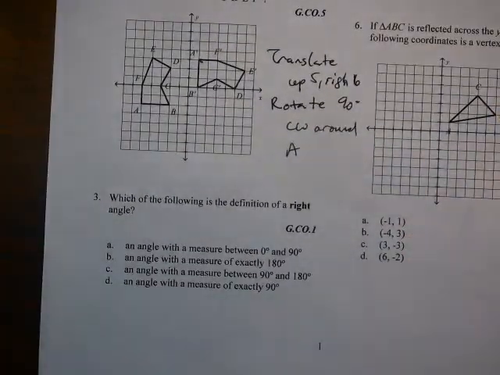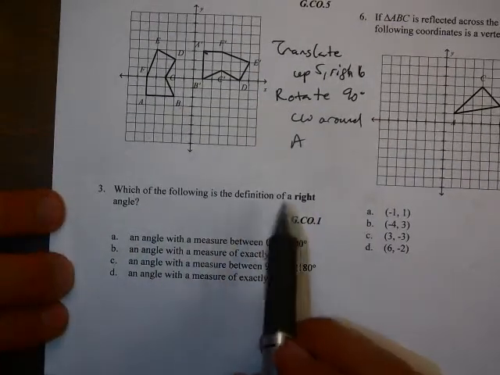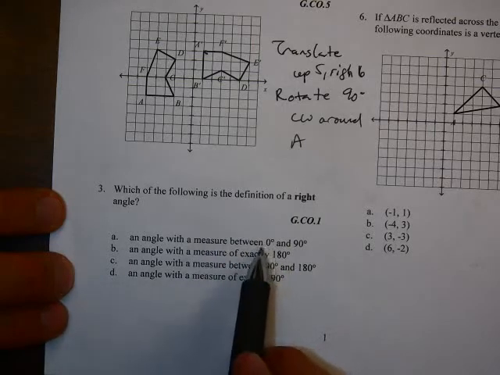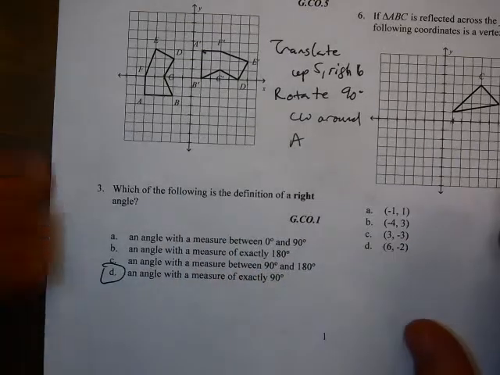Number 3, a little more simple. Number 3 is multiple choice. Which of the following is the definition of a right angle? We all know that a right angle is exactly 90 degrees. Here it says between 0 and 90. Here's exactly 180. Between 90 and 180, exactly 90. That's what I want. Answer D for number 3.